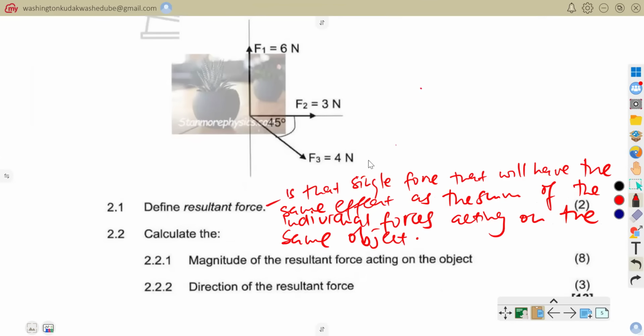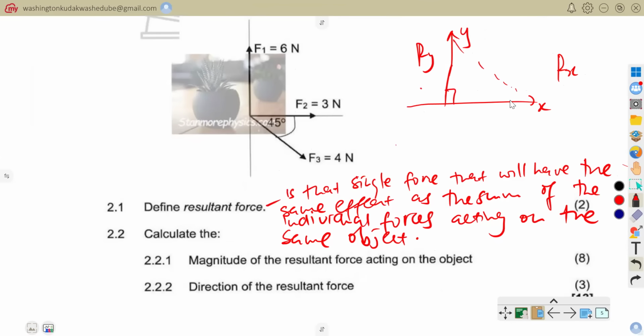So that single force that would have the same effect as these three would become our resultant. Now they are saying calculate the magnitude of the resultant force acting on the object. On this object, you can see that we have forces acting on the y-axis and forces acting on the x-axis. So we need a resultant on the x and a resultant on the y, so that the total resultant can be given by what?